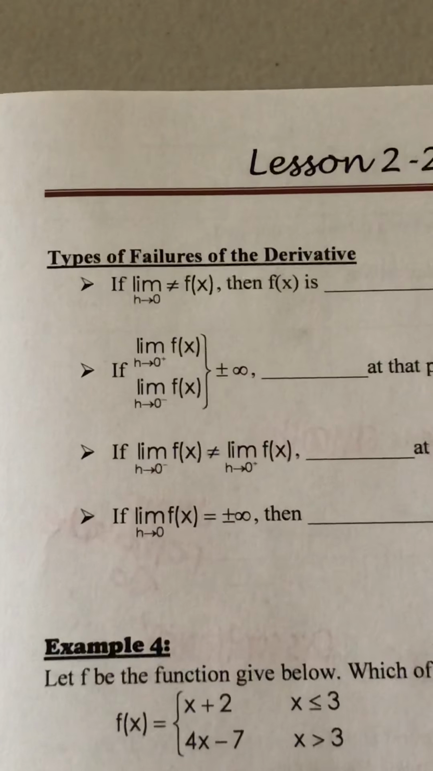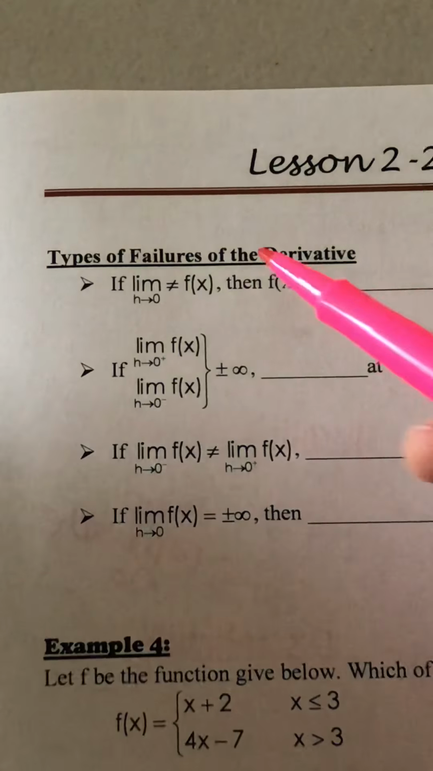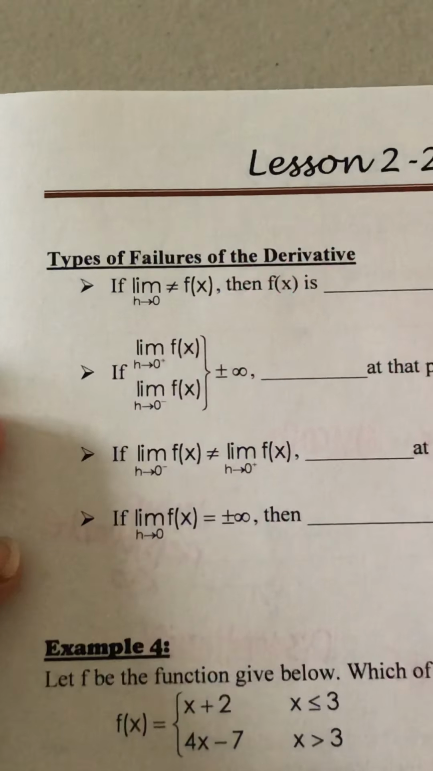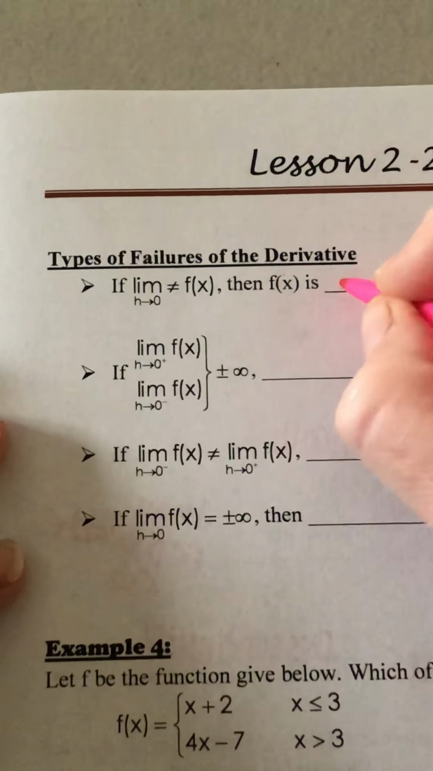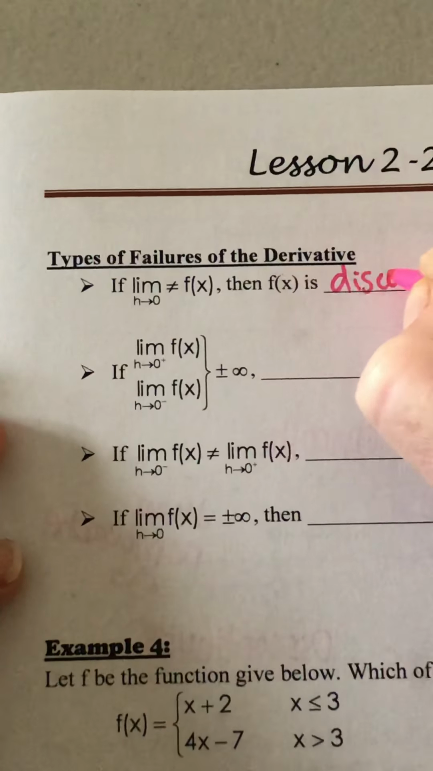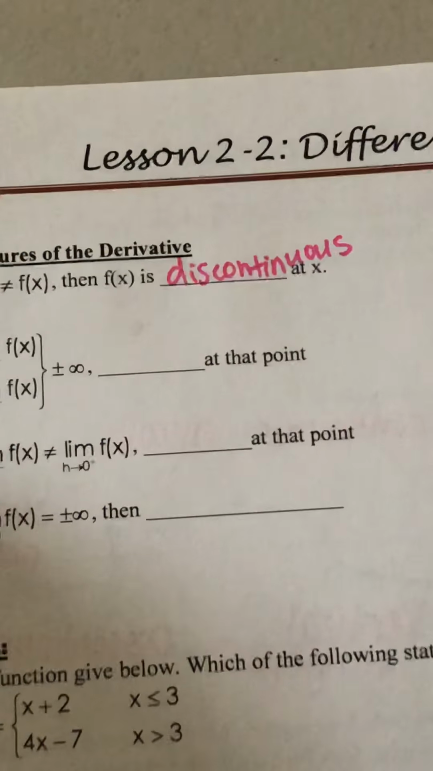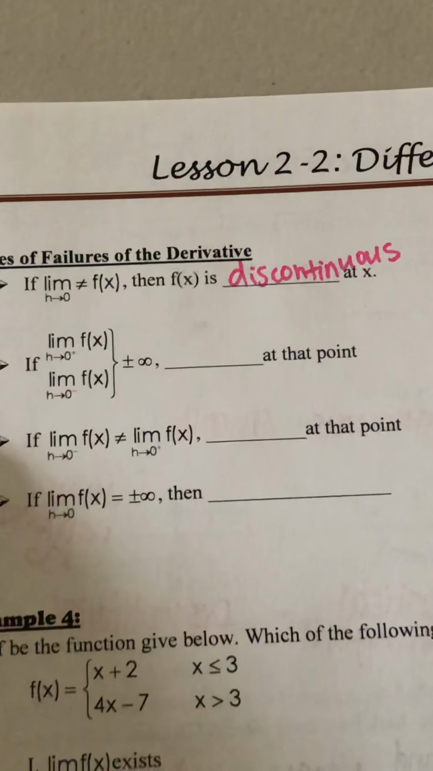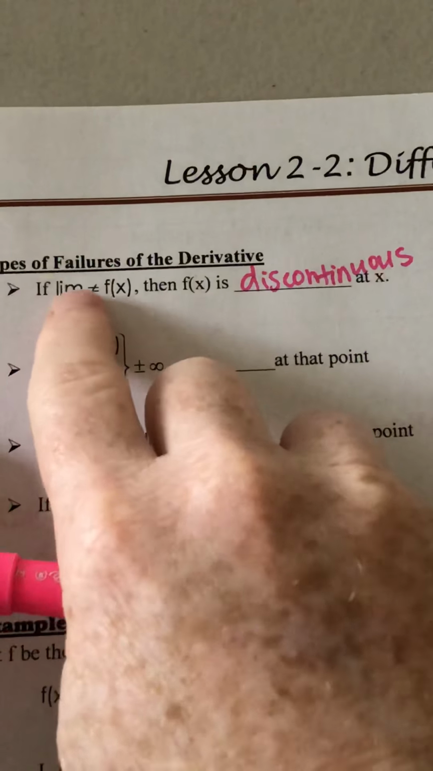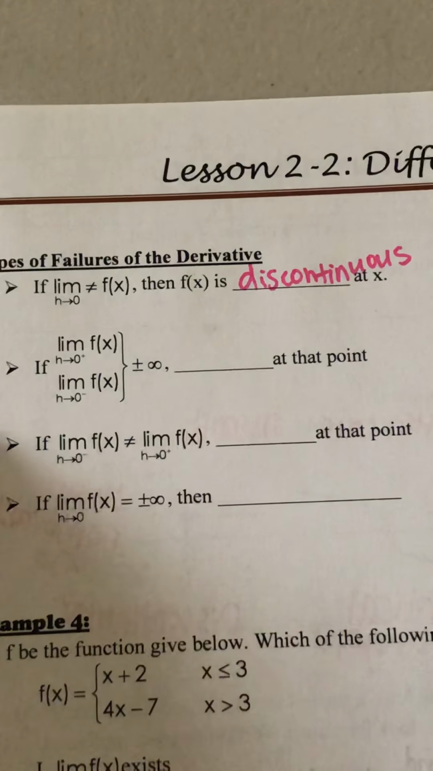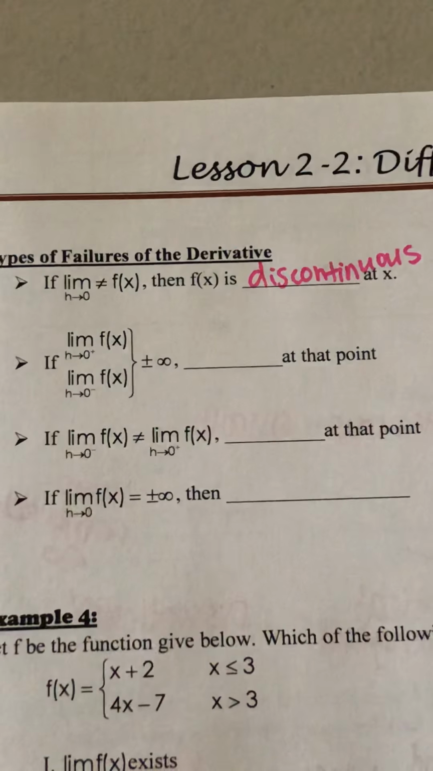The first one says if the limit as h approaches 0 does not equal f of x, then f of x is discontinuous at x, and therefore you won't be able to take the derivative. That's a removable discontinuity. The limit doesn't equal the f of x you're given. That would be a hole in the graph.